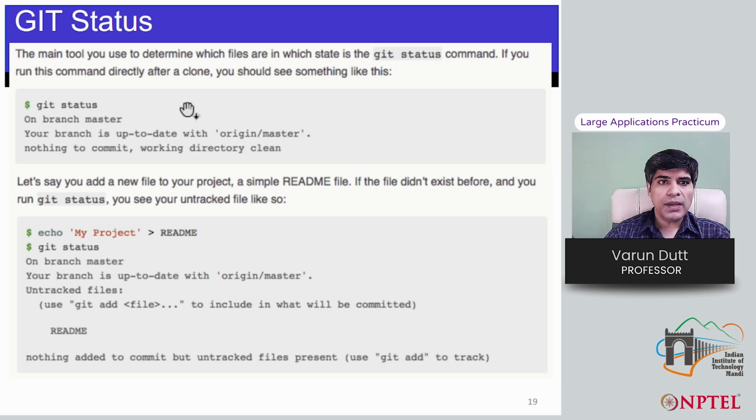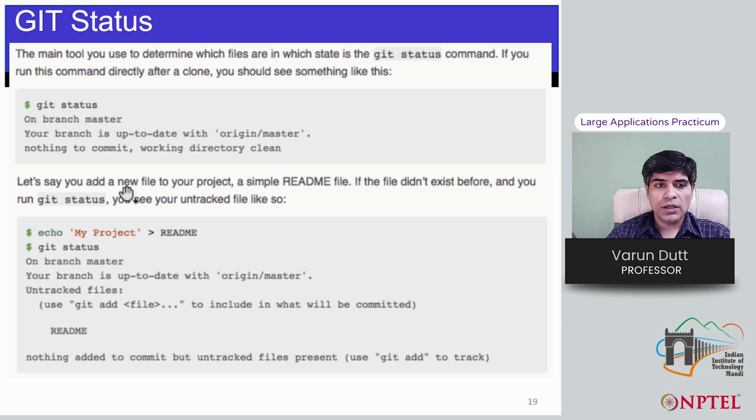So the main tool you use to determine which files are in which state is the git status command. And if you run this command directly after a clone, you should see something like this: on branch master. So master is the default branch which you are tracking, and your branch is up to date with origin master, nothing to commit, working directory is clean. So the idea is git status tells us about the status of different files in your Git repository.